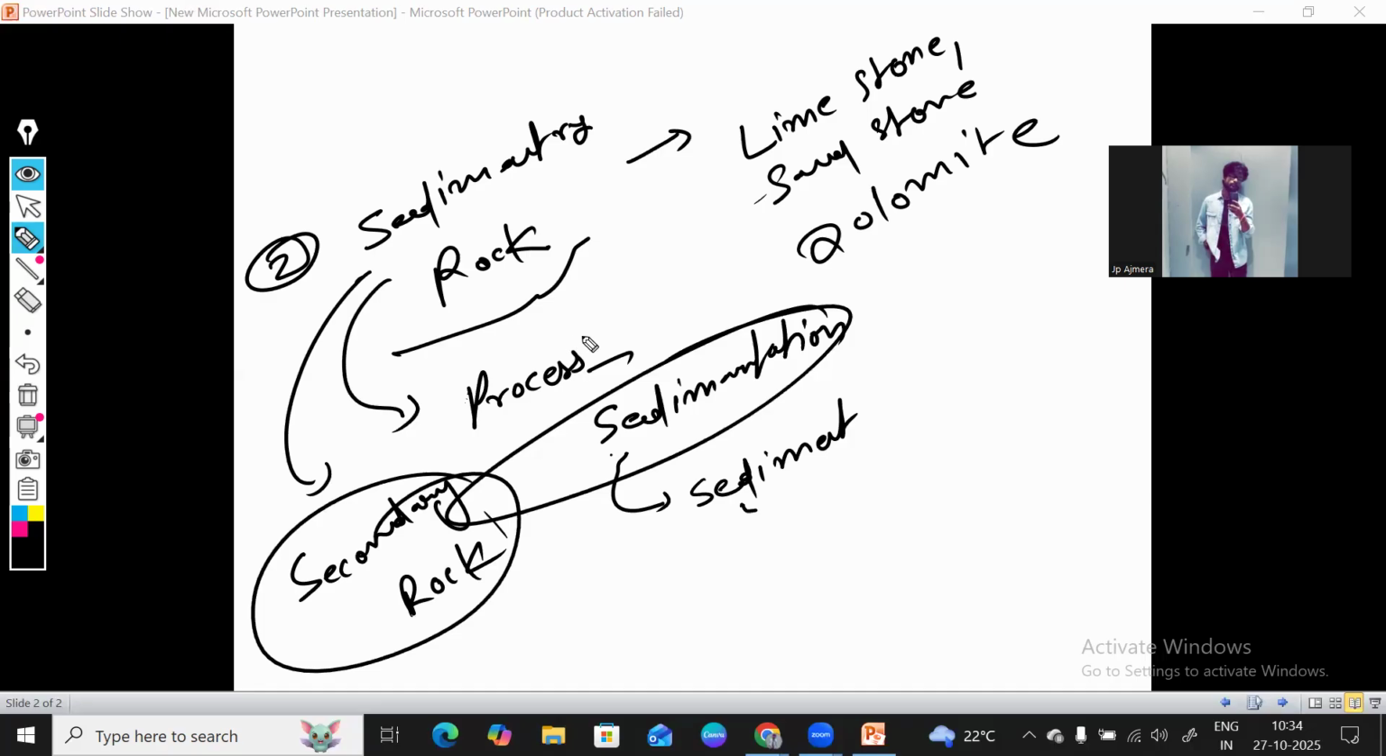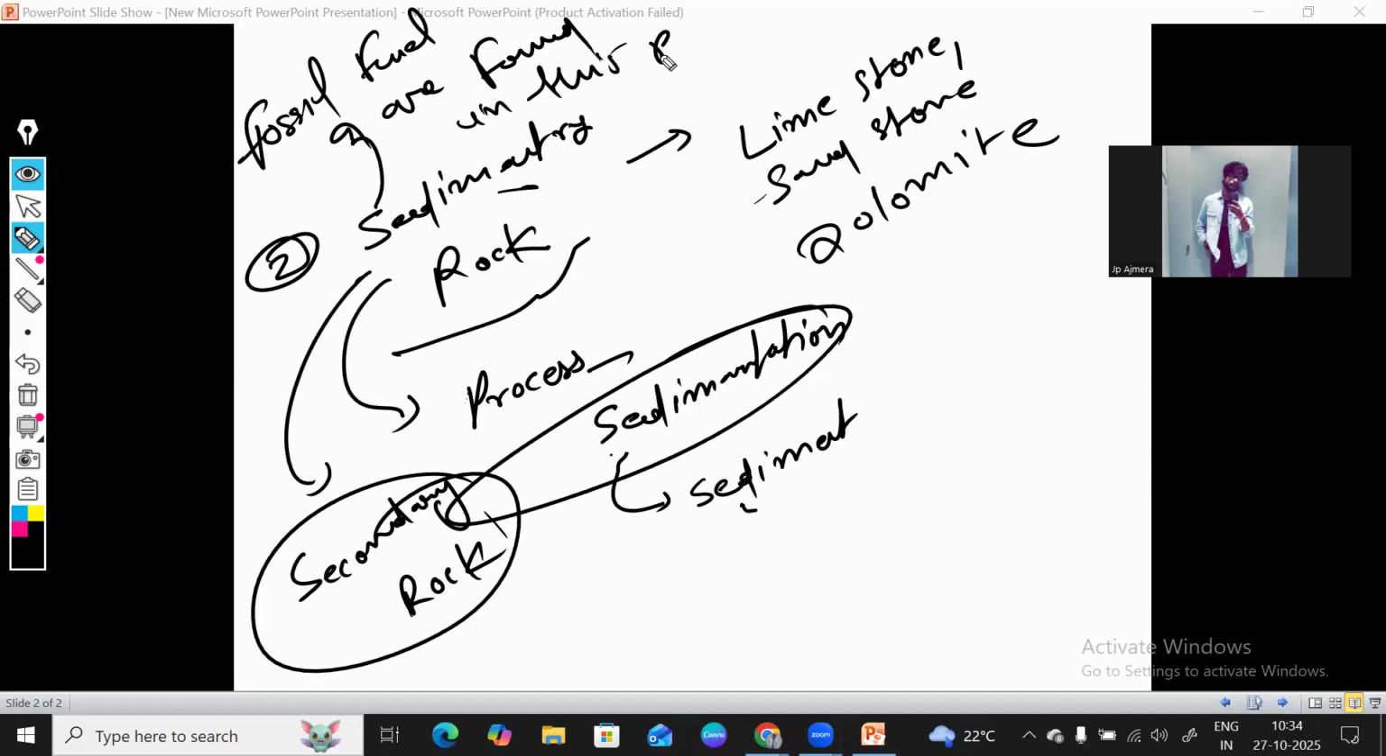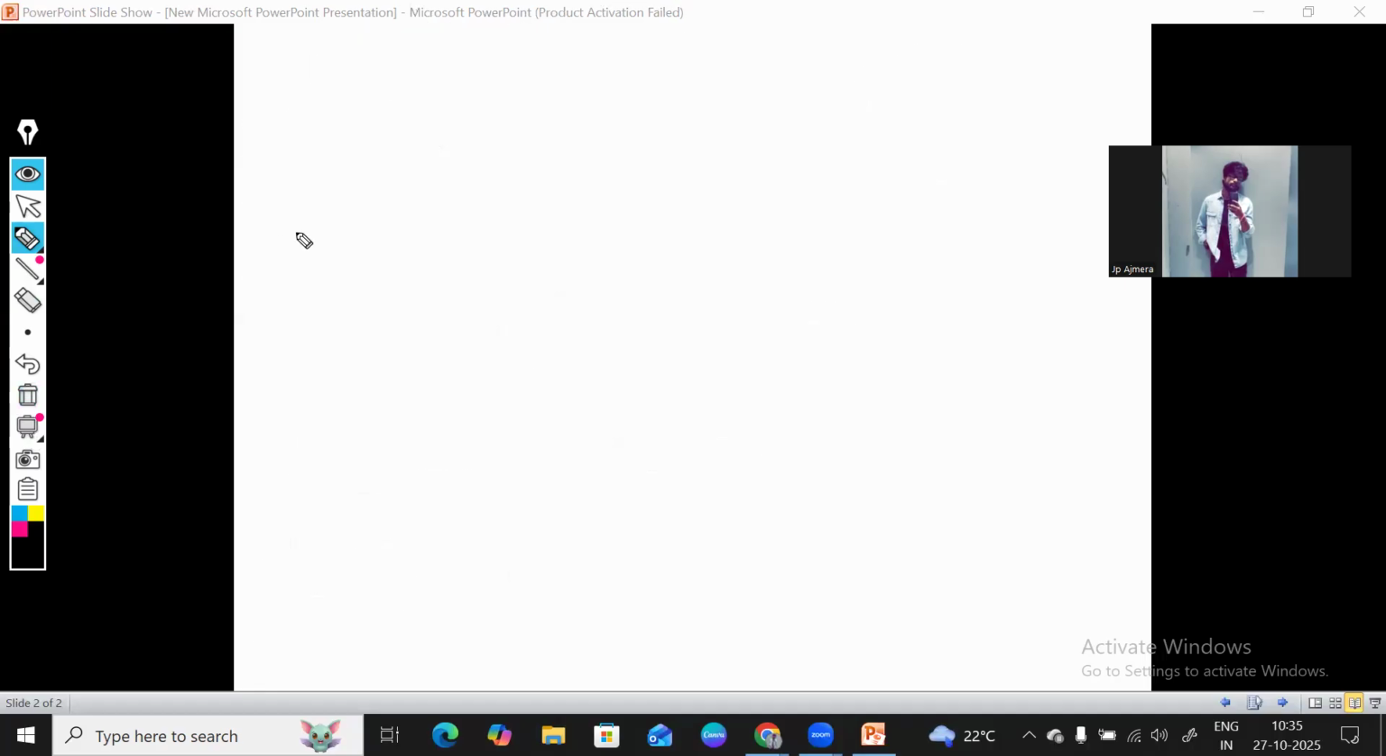Another thing to know here is that fossil fuels are found in this rock. Limestone, sandstone, dolomite. Right. The second rock is complete. There are already too many bonus points in this slide. Okay, let's move to the third one.